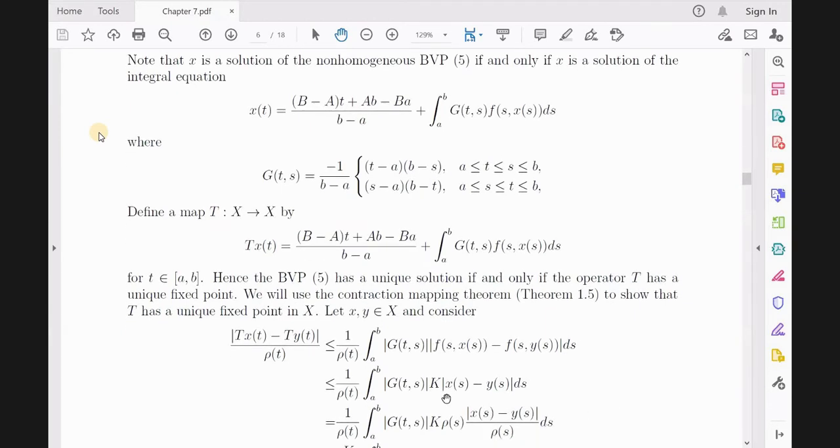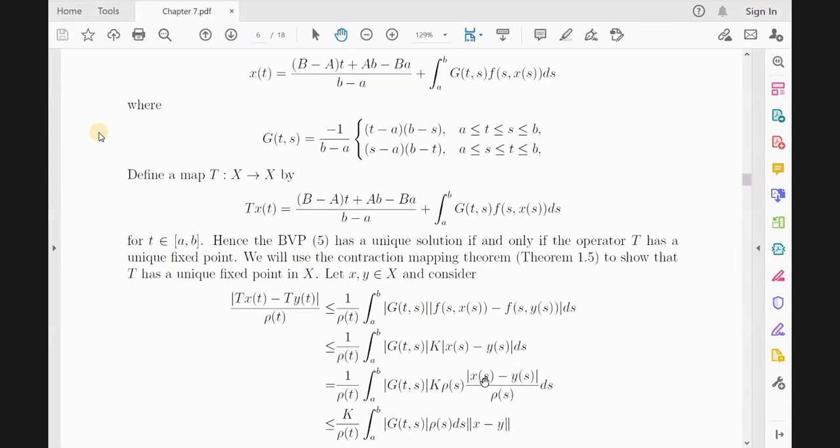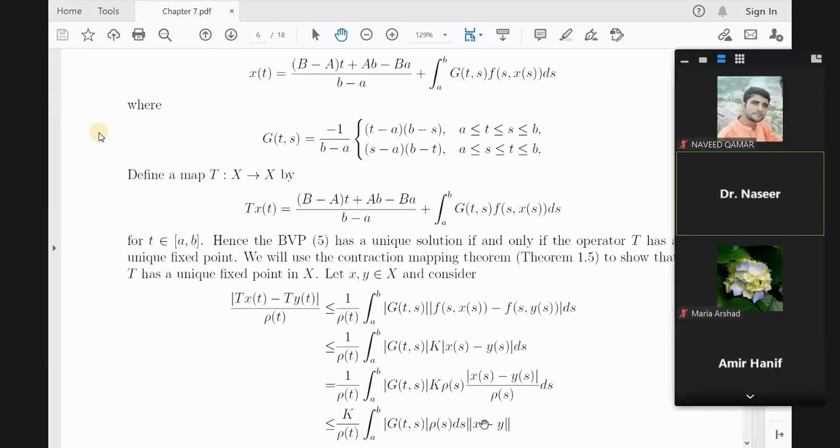Now just multiply and divide this by rho(s), so you can see this can be expressed as 1 over rho(t) integral from a to b |g(t,s)| k rho(s) |x(s) − y(s)| over rho(s) ds. Now you can see this is just less than or equal to the norm of x minus y.